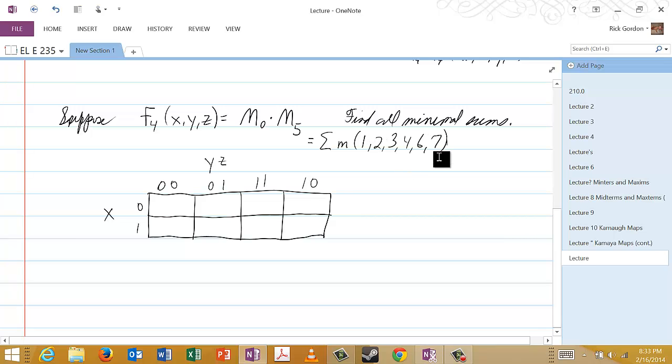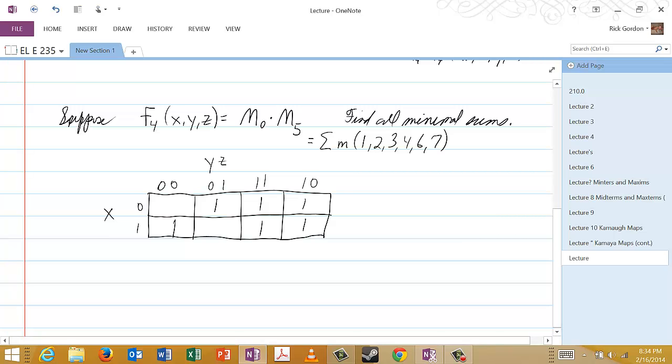Now let's remember what we've said before. This is 0, 1, skip over 2, 3, 4, 5, skip over 6, and 7. So let's put ones in the appropriate cells here. We have a 1, 2, 3, 4, but we don't have 5. However, we do have 6 and 7. So this is the Karnaugh map for the function f4, and now we will proceed in the usual way to try to find all the minimal sums of this function.